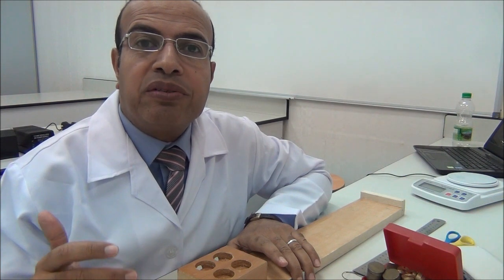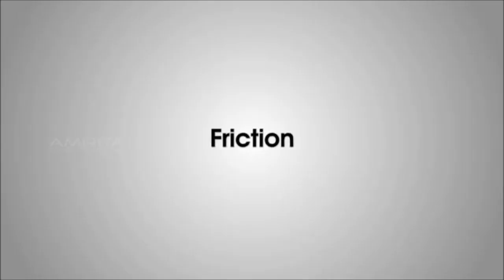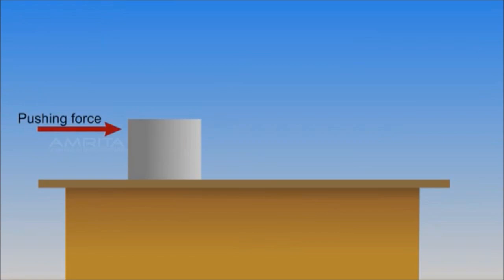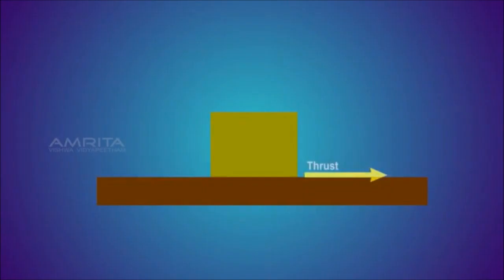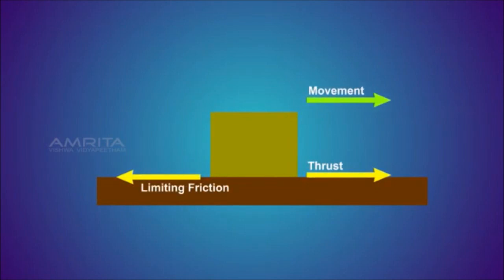Hello everyone, in this video I explain how to determine the coefficient of static friction. Friction is a force which opposes the motion of a body when it is in relative motion. We are studying the relationship between force of limiting friction and normal reaction and finding the coefficient of friction between a block and a horizontal surface by plotting a graph.